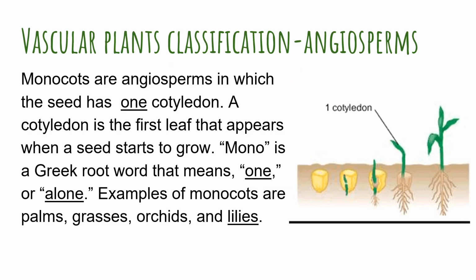Monocots are angiosperms in which the seed has one cotyledon, or baby seed leaf. A cotyledon is the first leaf that appears when the seed starts to grow. Mono, like I said, is a Greek root word that means one or alone. Examples of monocots are palms, grasses, orchids, and lilies. Each of those types of plants, when they first germinate and sprout out of the ground, will only have one baby seed leaf showing at the time. As it grows, obviously, like you can see in this last stage of the picture here, it will get more at a time. But the cotyledon is just when the first leaf sprouts: will it have one, or will it be a twin and have two?